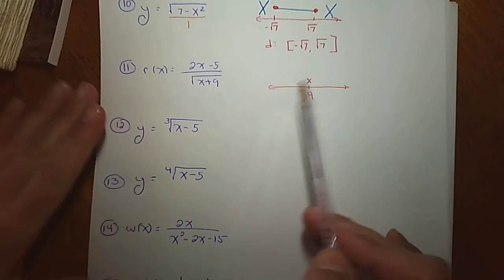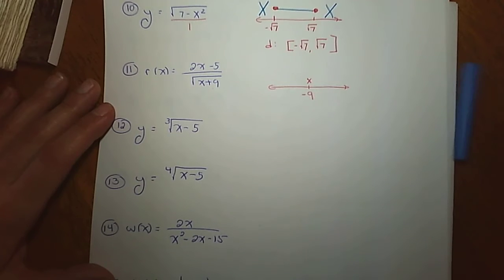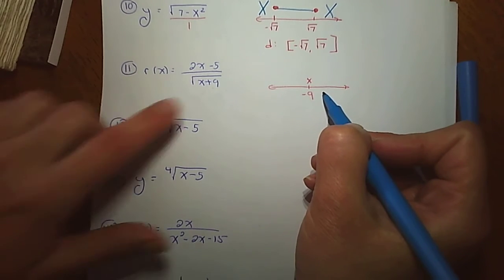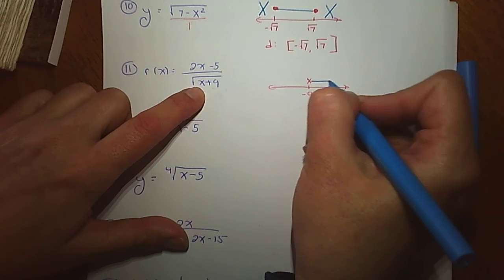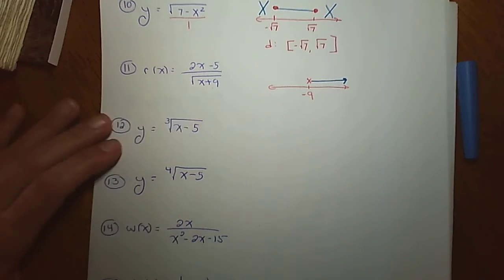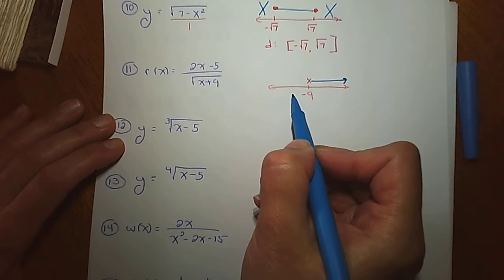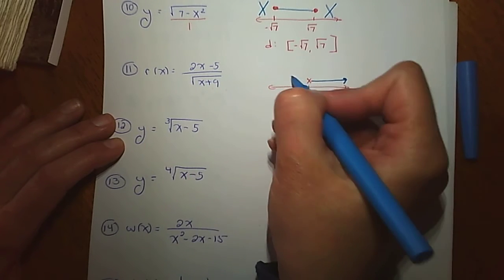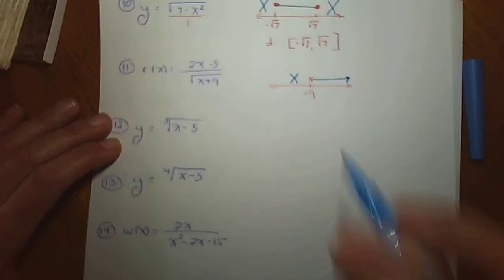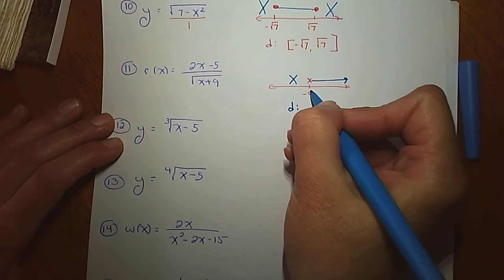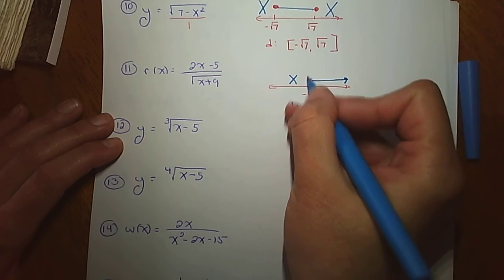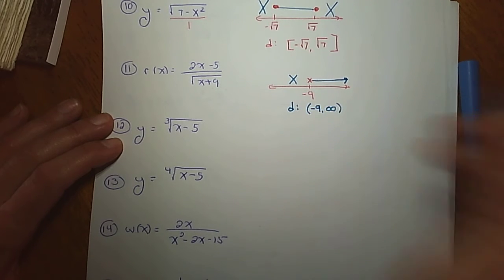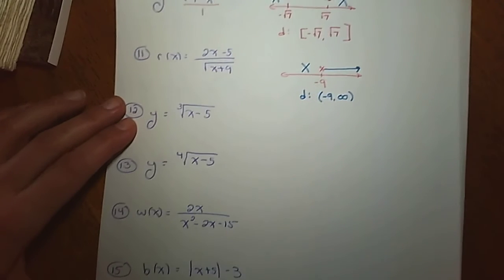And now we're going to test on either side of it. Plug in a number bigger than -9. How about -8? That makes +1 inside the radical, so we're all set. Plug in a number smaller than -9. How about -10? Uh-oh, that would make a negative in the radical, so that's no good. So this domain is going to be soft bracket, because we're not allowed to use the -9, up until infinity.